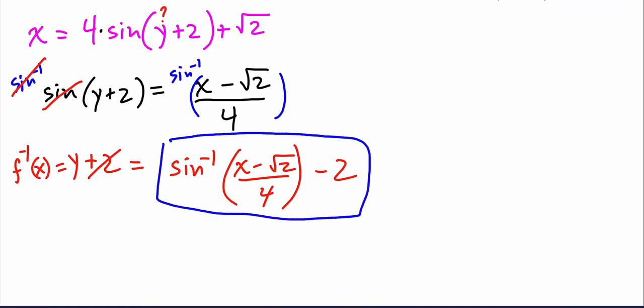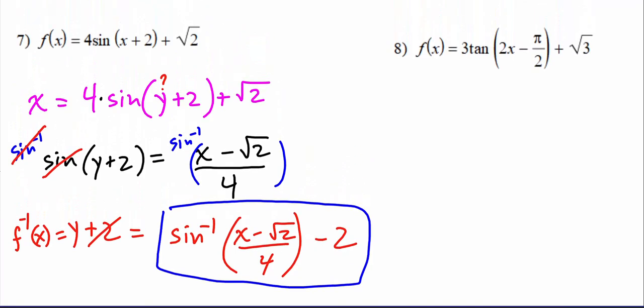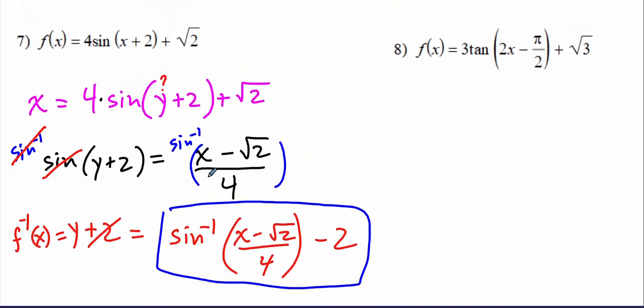And again, you could probably make sense of it by seeing the similarities. We had a plus square root of 2 here. We have a minus square root of 2 here. Somewhere here we had a plus 2. Here's a minus 2. And there's a multiplied by 4. Here I have a divide by 4. And the most important one, of course, is here I have a sine, and here a sine inverse, because that's what undoes it.